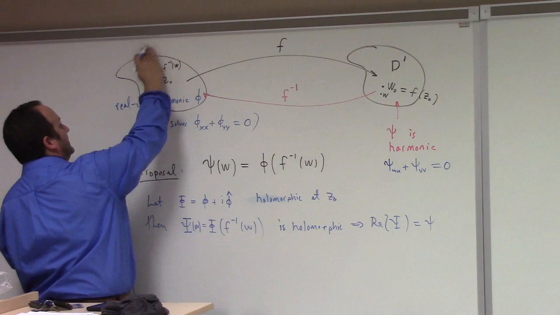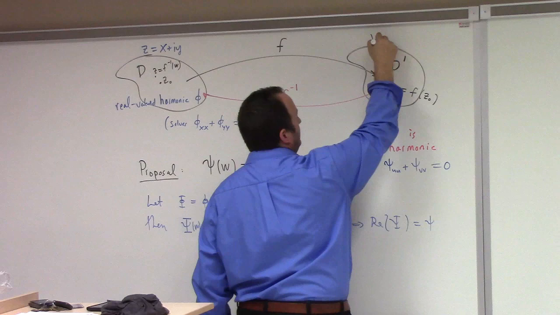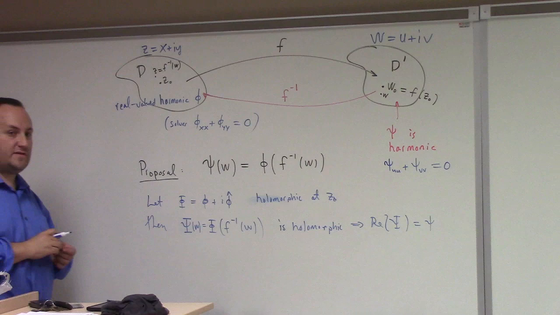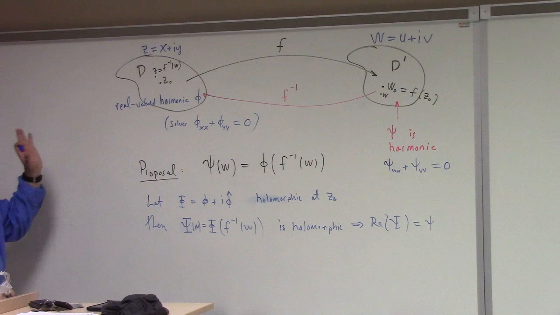z equals x plus iy, right? Over here, we have w equals u plus iv. That's our traditional notation for the w-plane versus the z-plane. And we like to look at functions that go from z to w and study the mapping transformations as they go back and forth.